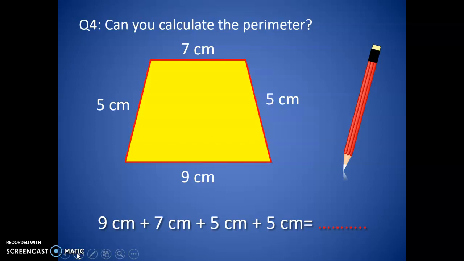9 add 7 is 16. Add another 10 because you've got 2 5s and you get 26. Did you get it right?